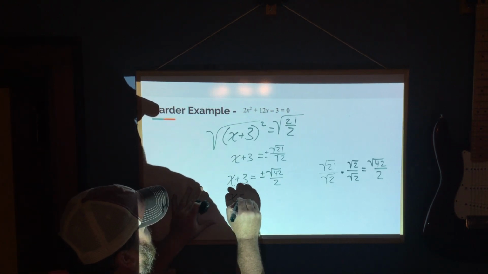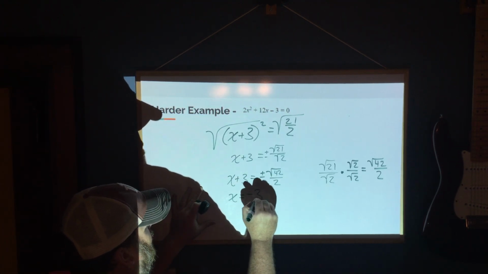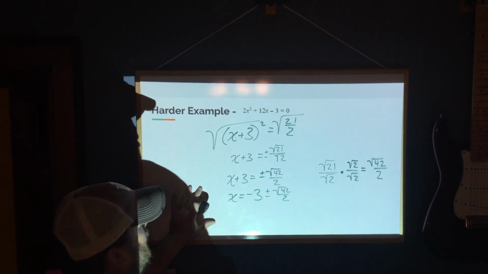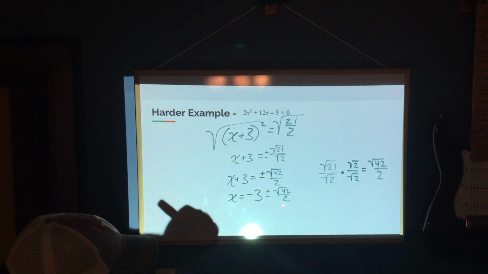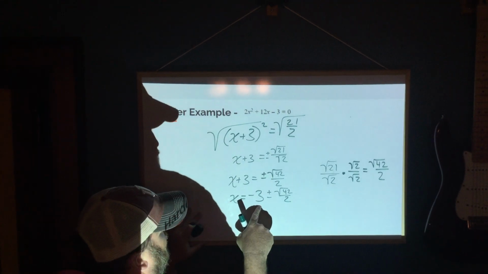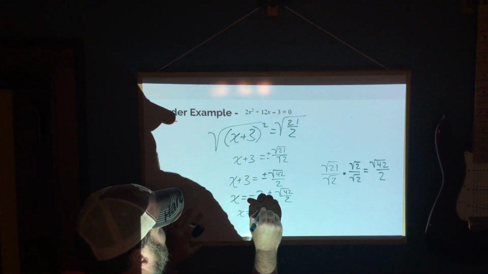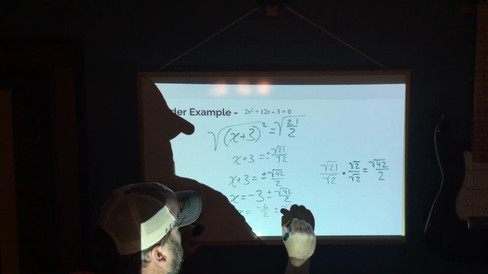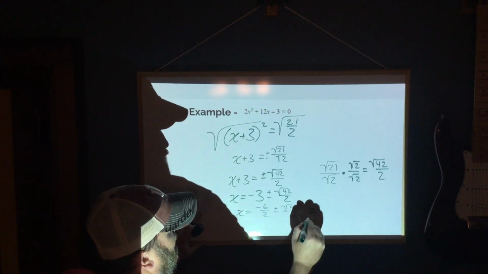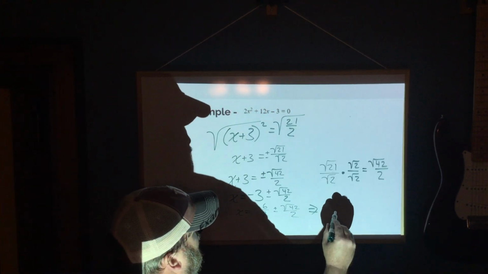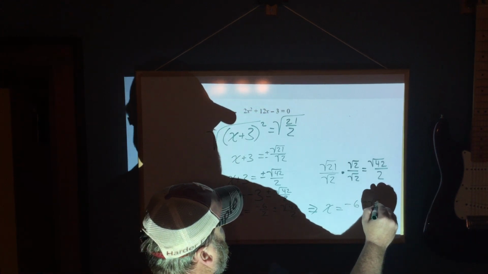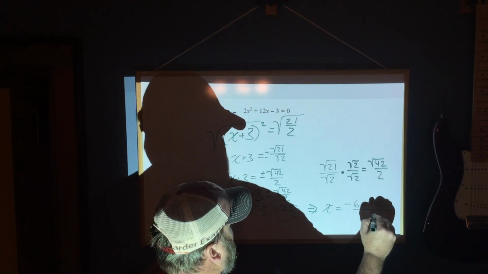That'll be x equals transpose negative 3 plus or minus the square root of 42 over 2. Now I like to write that as one combined number. So negative 3 is negative 6 over 2 plus or minus the square root of 42 over 2. And then this will equal x equals negative 6 plus or minus the square root of 42 all divided by 2.